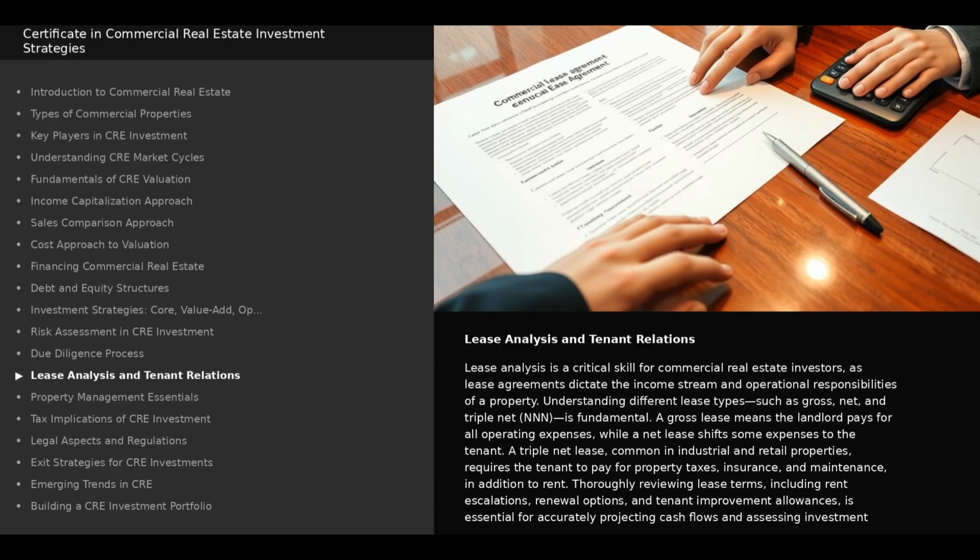A gross lease means the landlord pays for all operating expenses, while a net lease shifts some expenses to the tenant. A triple net lease, common in industrial and retail properties, requires the tenant to pay for property taxes, insurance, and maintenance, in addition to rent.